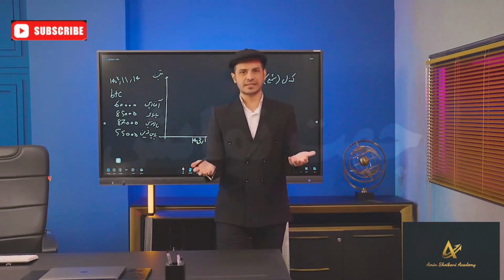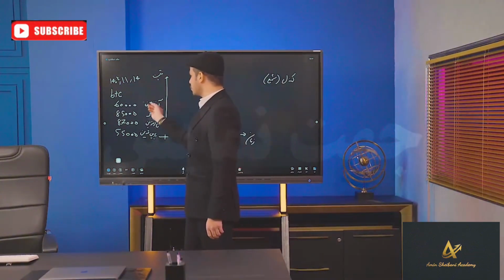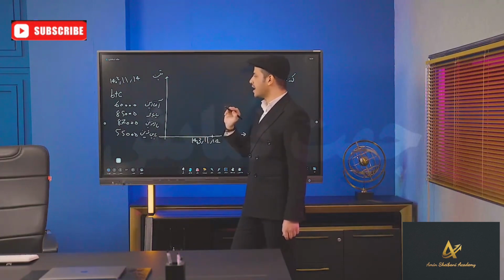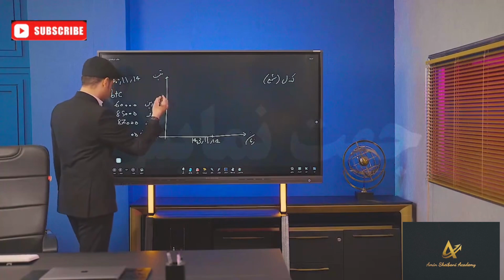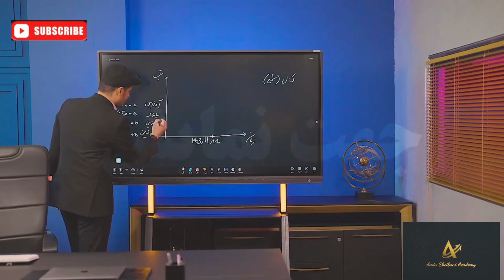$60,000 in the increase, $8,500. The increase is $8,700 and the increase is $5,500. I am leaving these examples. I am one of these $5,500 ones.